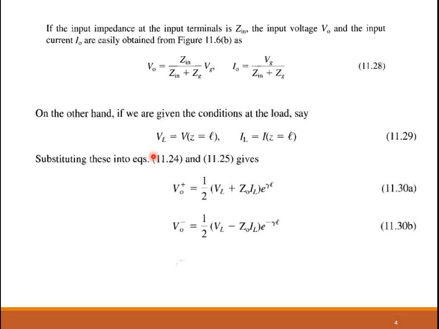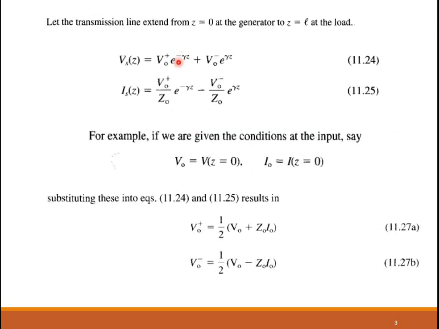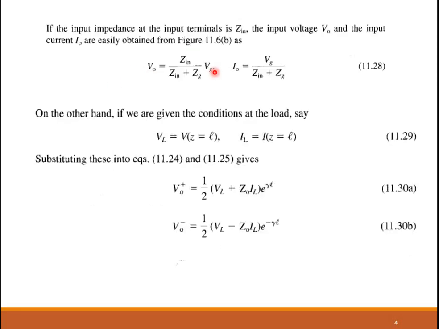Similarly, when I take the other end, that is the z equal to L end, that means the load end, there again I'm assuming the load voltage is VL and the load current is IL. When you substitute this condition into this expression, this becomes e raised to gamma L, and here it is e raised to minus gamma L. Here it becomes e raised to plus gamma L, and similarly here also. So when you substitute the end condition z equal to L into this equation, the expressions for V0 plus and V0 minus are obtained as given by equation 11.30.